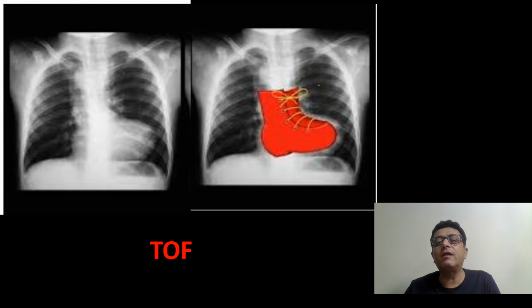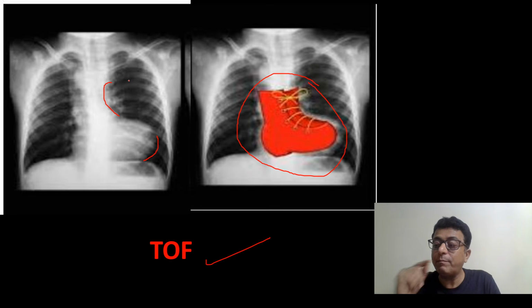Boot shaped heart is present in tetralogy of Fallot. Why? Because it's an RV type of apex. The apex is upturned and the pulmonary bay is concave. So these are oligemic lung fields, all suggestive of boot shaped heart. So I am repeating: egg on side appearance, TGA. Snowman or figure of 8, supracardiac TAPVC. Box shaped heart, Epstein anomaly. Boot shaped heart, TOF.